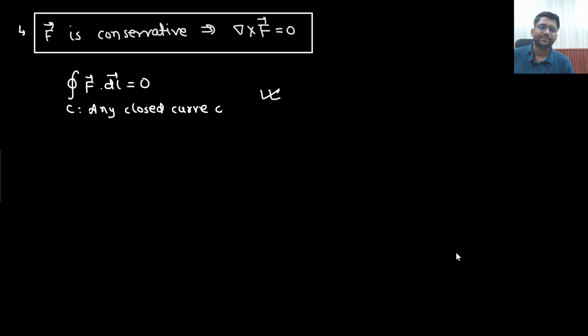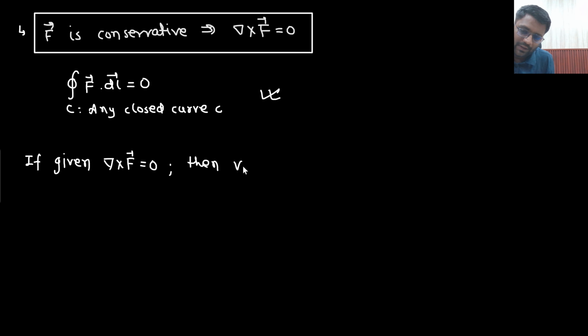Now second question. If given del cross f equals 0, then vector field f will be conservative for sure. Is that statement true? Will it be conservative always? Is that statement true? No.